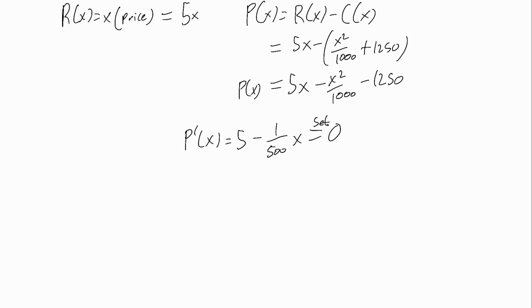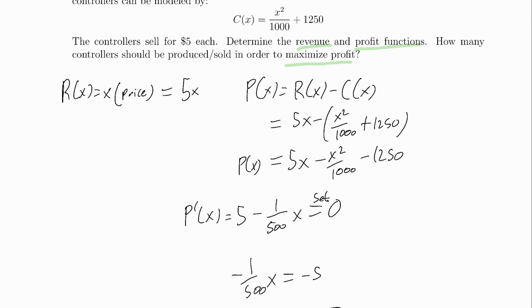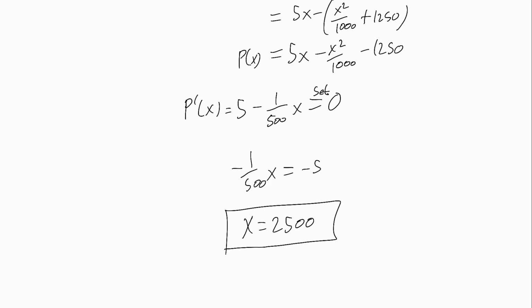We're going to set that equal to 0. And so we can subtract 5 from both sides. We get minus 1 over 500x equals minus 5. Multiply both sides by minus 500, and we find that x equals 2,500. And so that means we need to produce and sell 2,500 controllers in order to maximize our profit.